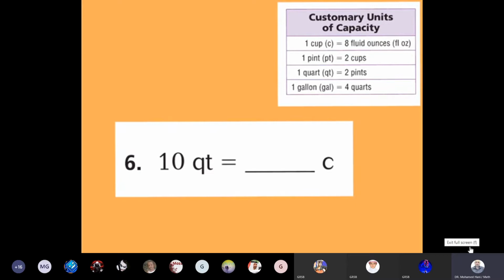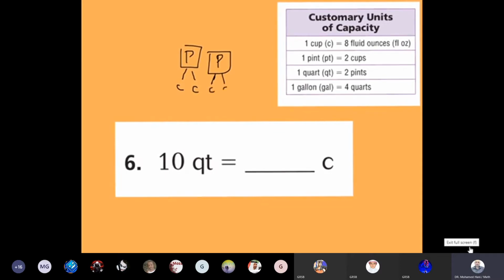Let's look and see what we know. We know 1 pint is equal to 2 cups. So here's a pint, and I know inside this pint I can fit 2 cups. We also know that 2 pints will equal 1 quart. So I'm going to draw another pint right here.